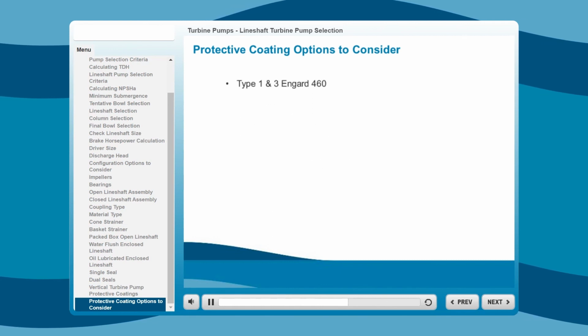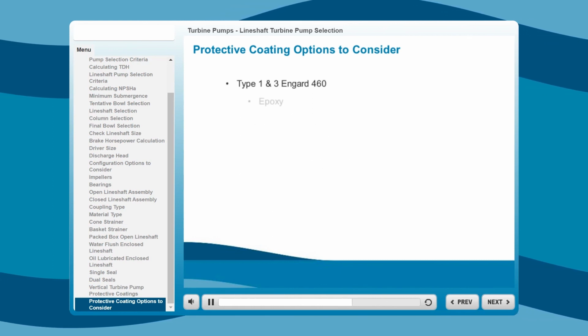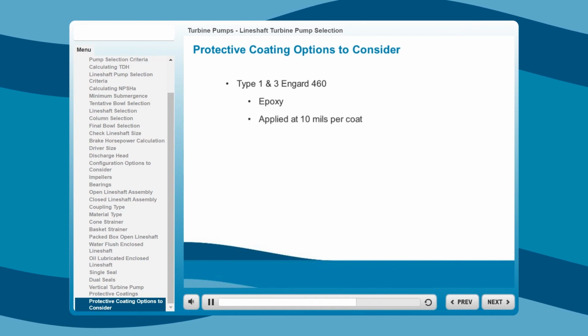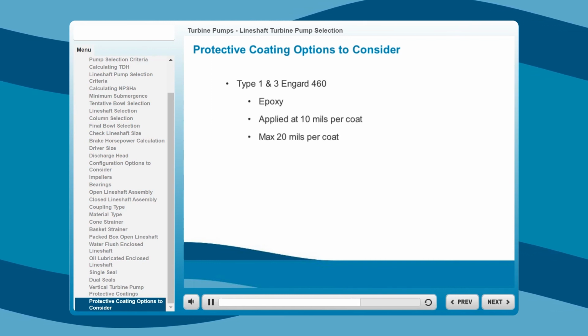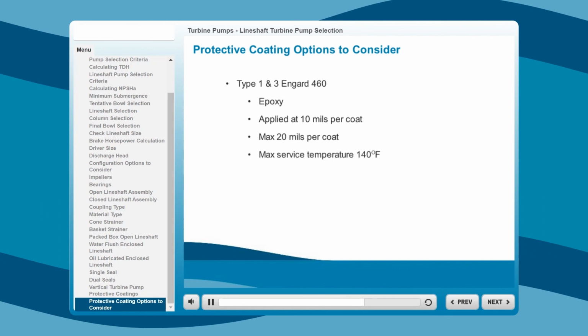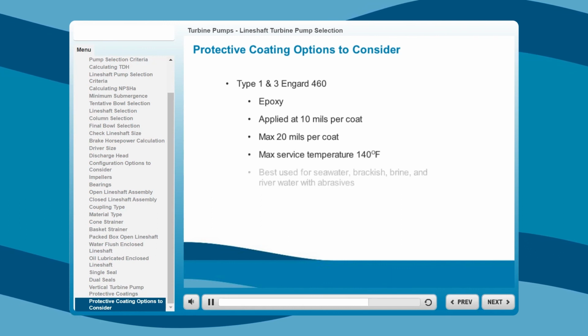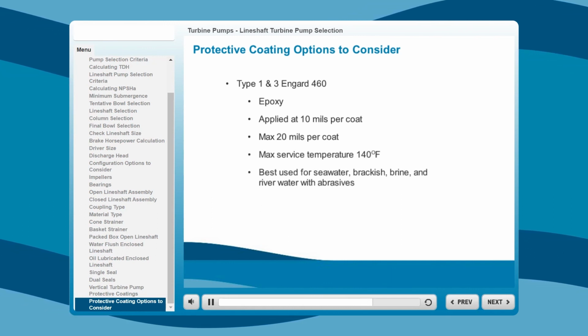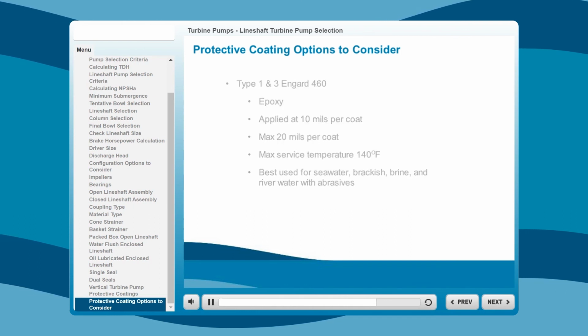Type 1 and 3 N-Guard 460 is an epoxy applied at 10 mils per coat with a maximum of 20 mils. It has a maximum service temperature of 140 degrees Fahrenheit. This is best used for seawater, brackish, brine, and river water with abrasives.